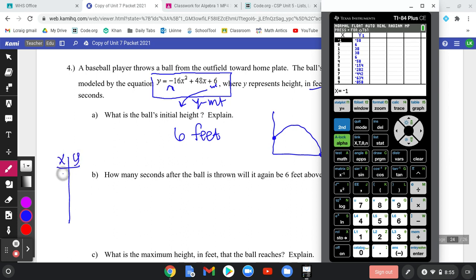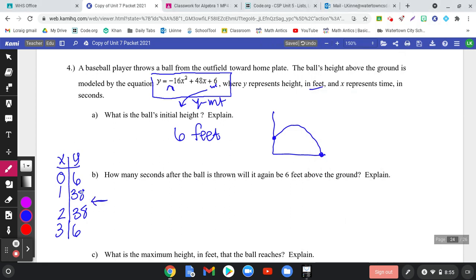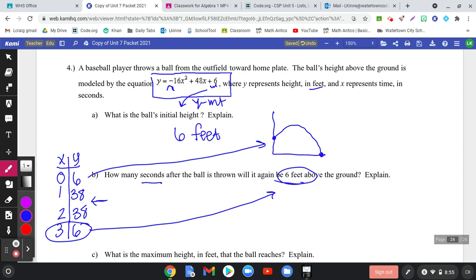So it was 0, 6, 1, 38, 2, 38, 3, 6. Your vertex is a decimal, right? It's not flat. The ball's going to go up and come back down. So how many seconds after the ball is thrown will it again be 6 feet above the ground? Here's your starting point. There's where it hits 6 again. So after 3 seconds.